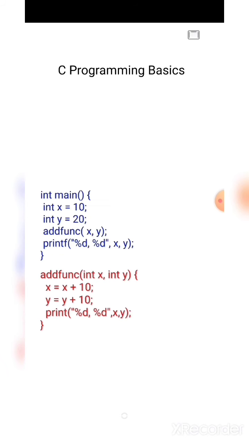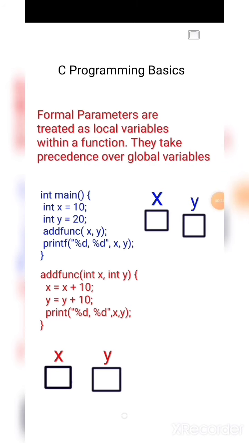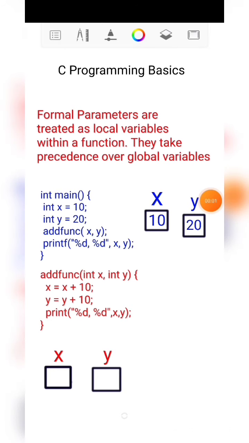Now let us go back to our example. Here we need to understand one thing about formal parameters. Formal parameters are treated as local variables within a function. In general, whenever the function call is made, memory will be allocated to the local variables, and when the function call is finished, the memory allocated to the local variables will be removed.